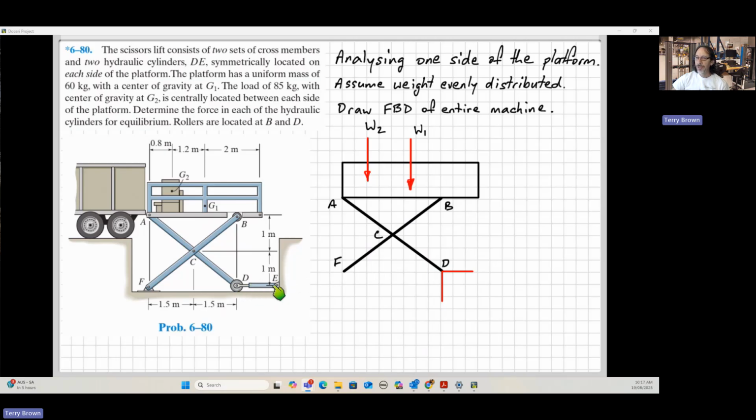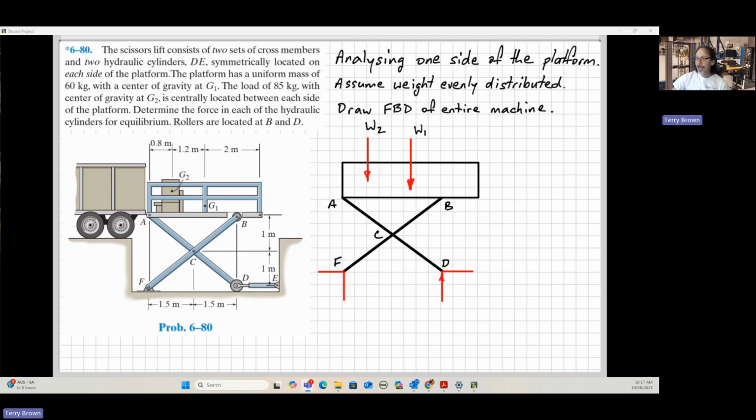So we know the direction of that force. I'll leave the arrowheads off for now. We'll put them on later. Then over here at F, at the connection to the ground for this other part of the scissor mechanism, we've got a pin connection attached to ground, so we've got horizontal and vertical reactions there.